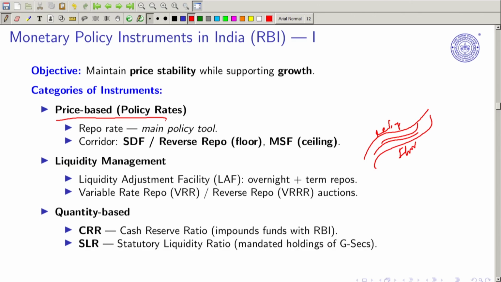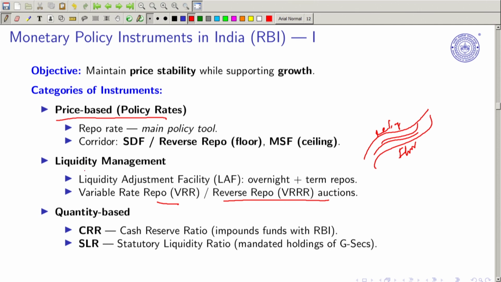Second is liquidity management. How is it done? It can be done on an overnight basis, or it can be done on a term basis. Then here we have the variable rate repo and reverse repo, right. Variable rate repo is VRR, and reverse repo auctions are these variable rate. I will come back to what the meaning of variable rate repo is. These are of slightly longer duration, maybe 7 days, 15 days, 30 days, and sometimes they are also used for special purposes. We will be talking about this.